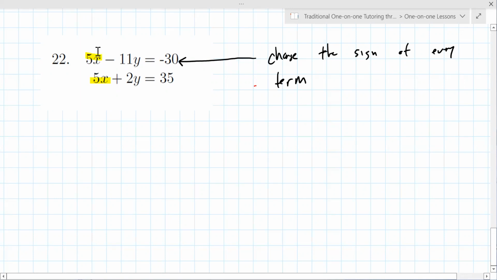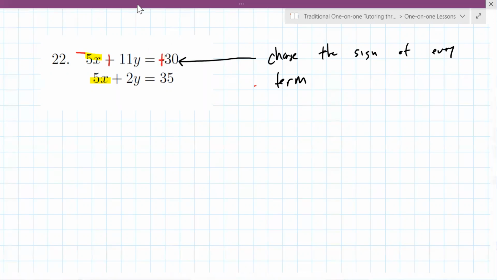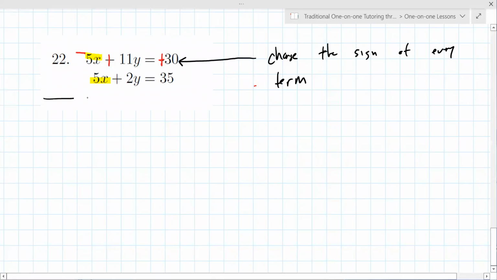It's positive. Okay, so we're going to change the sign. So that means we're going to make it negative. Is the next term positive or negative? Negative. Okay, so we're going to make it positive. How about this term to the right of the equal sign? This number here, is it positive or negative? Negative. So we're going to make it positive. Now you can add the equations.